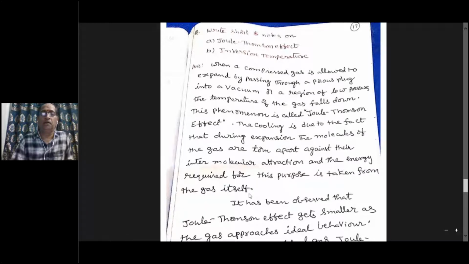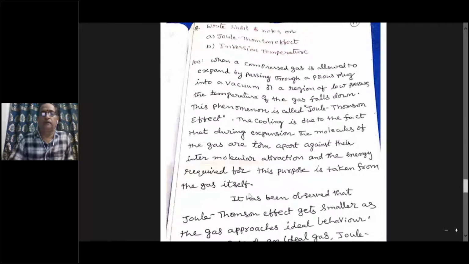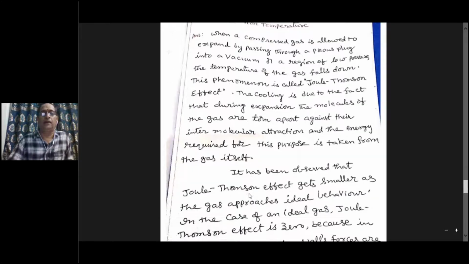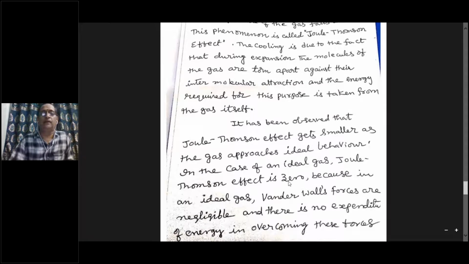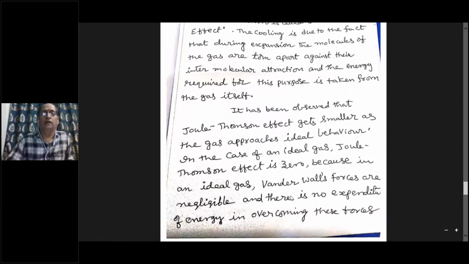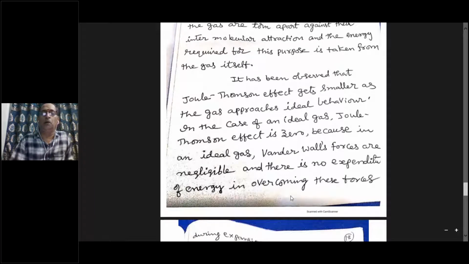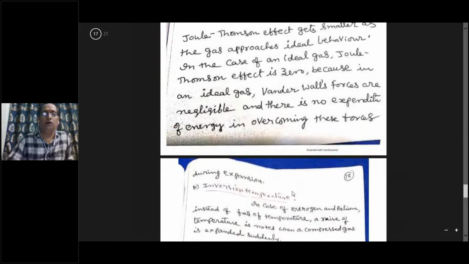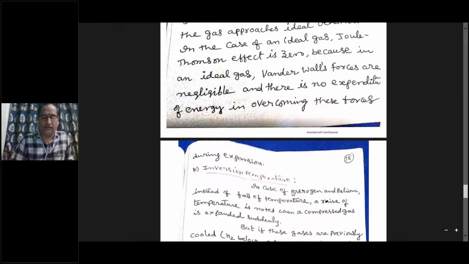It has been observed that the Joule-Thomson effect becomes smaller as the gas approaches ideal behavior, and in case of ideal gas, Joule-Thomson effect is zero, because in an ideal gas, van der Waals forces of attraction are very negligible, and there is no expenditure of energy in overcoming these forces during expansion. Now, what is meant by inversion temperature?